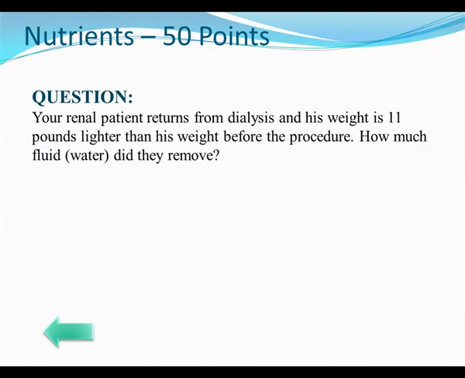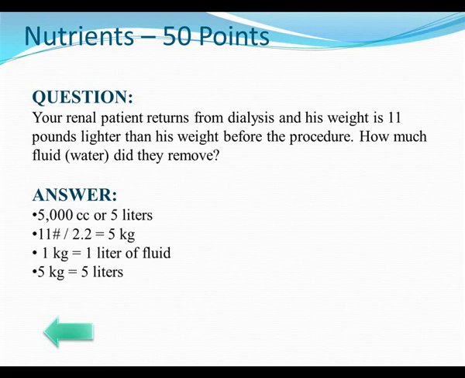You need to know how to calculate this when you're taking care of renal patients. So the answer is this person has lost 5 liters. We know that because 11 pounds divided by 2.2 is 5 kilograms. We know that a kilogram weighs a liter of fluid. So a patient that is down 5 kilograms on his weight is down 5 liters of fluid.